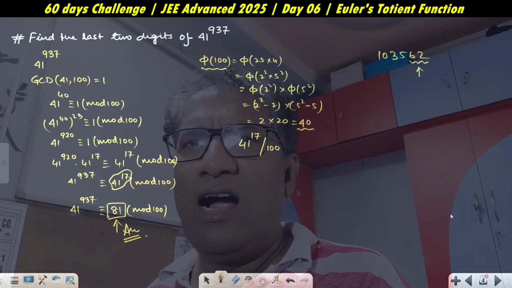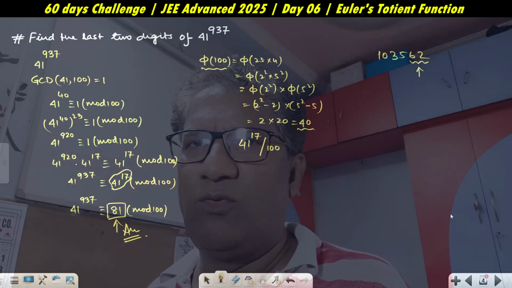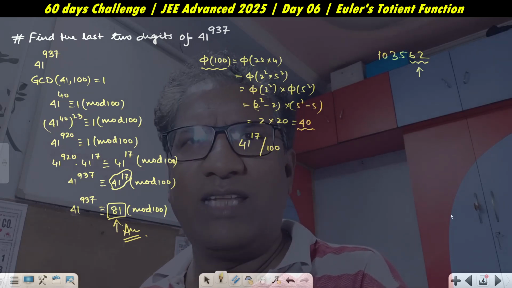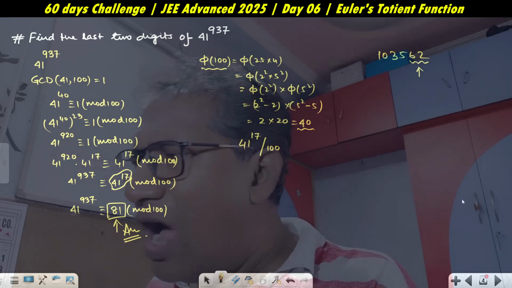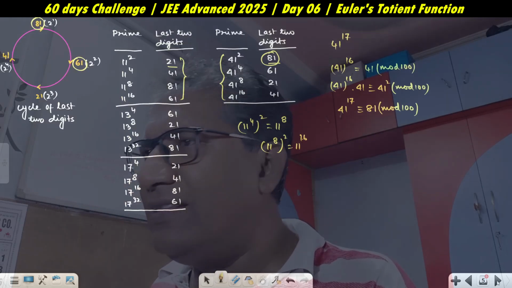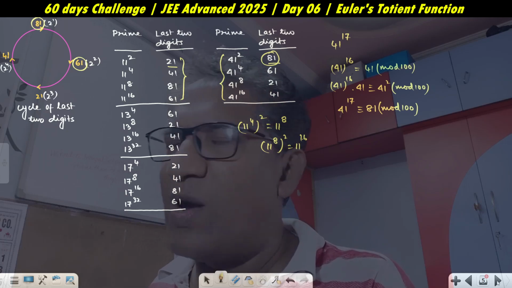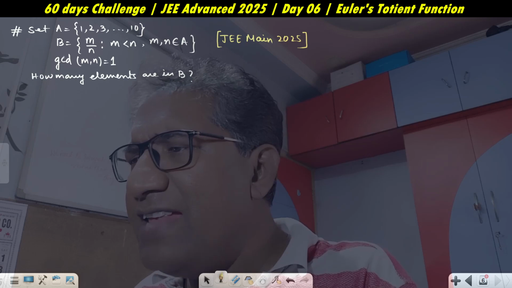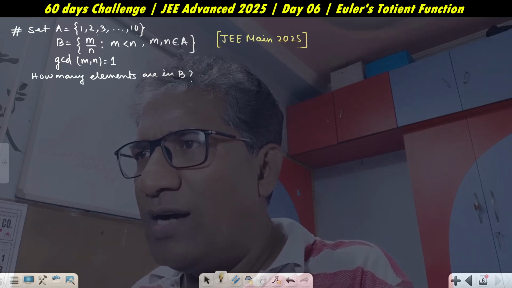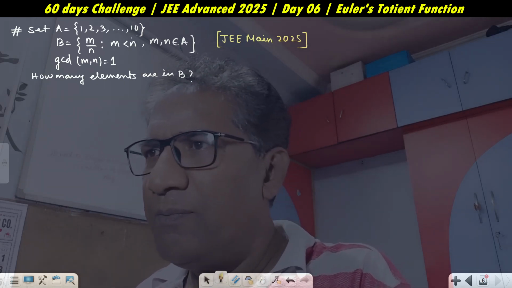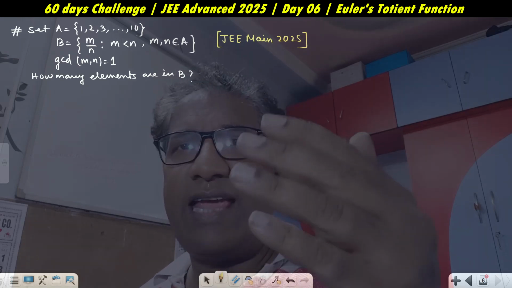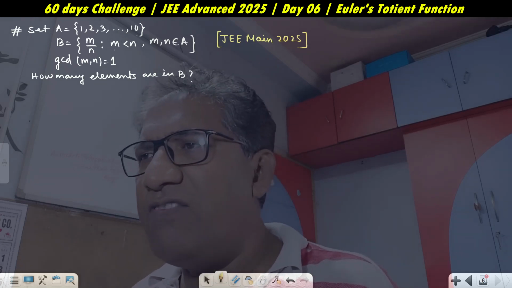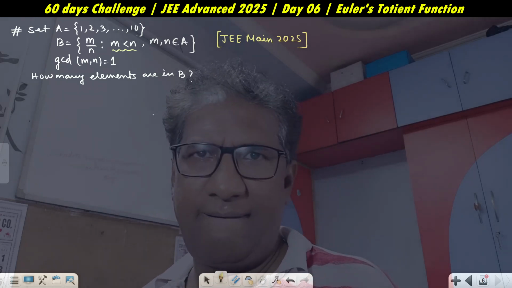So we have learned two applications of the Totient number. One is to find the remainder, and the next one that we have done is to find the last two digits. Now I will show you the sum that came in this year's JEE Mains 2025. See this question. Here a set A is given, which is 1, 2, 3, 4 till 10, and B is another set which is m over n. And the condition that they have given is m is less than n.